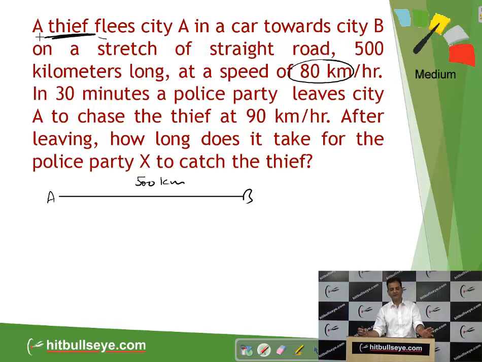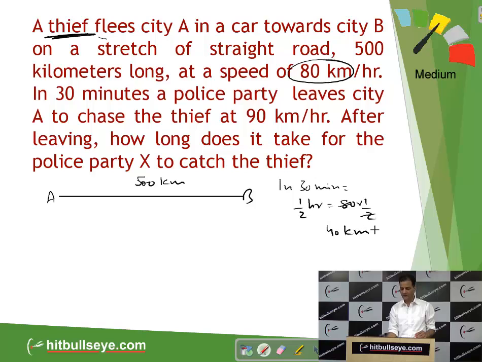In 30 minutes, a police party leaves city A to chase the thief. So here what we have to see, the speed of the thief is 80 km per hour. In 30 minutes, or you can say half an hour, the thief will cover 80 into half, which will be 40 kilometers. That means the thief is 40 kilometers ahead of the police. Now suppose the thief is here. The thief is 40 kilometers ahead of the police, and the speed of the thief is 80 kilometers per hour.